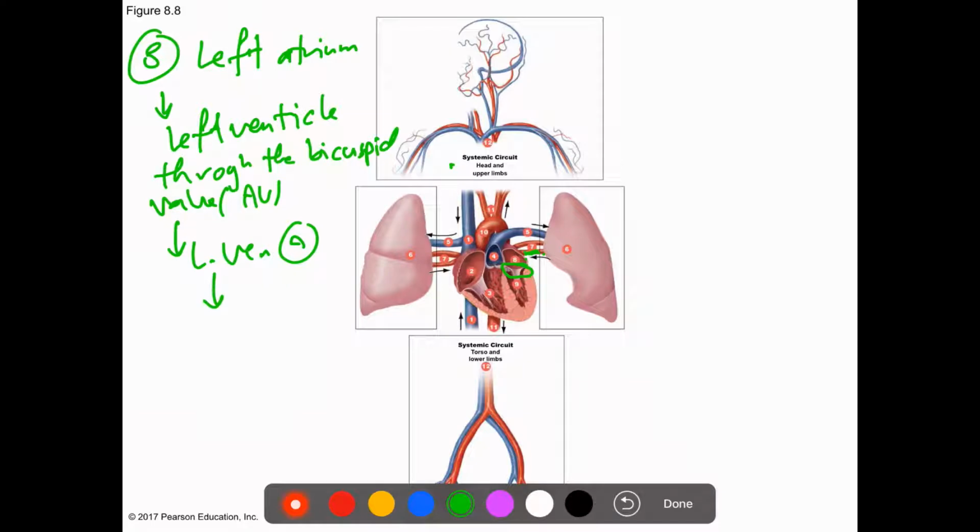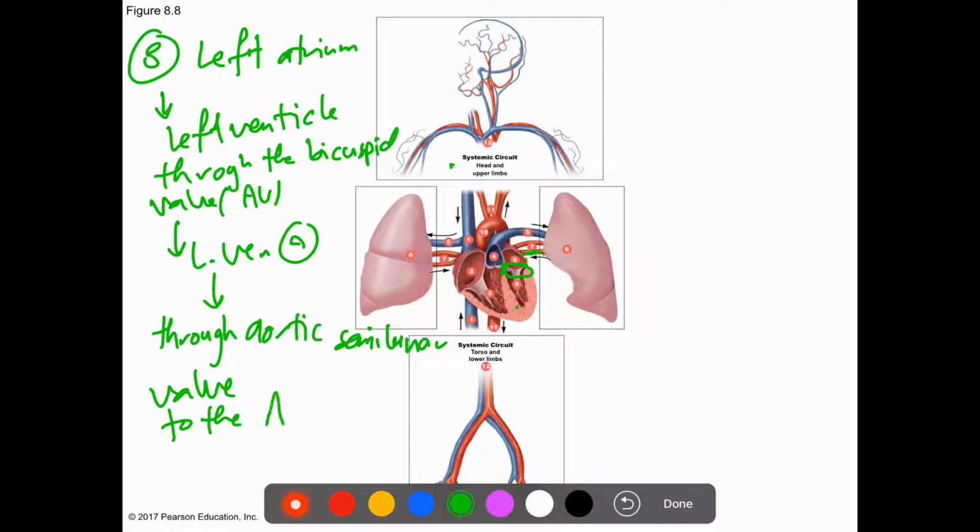And from the left ventricle it will go to the aorta through the aortic semilunar valve, which we cannot see here, but it's somewhere in this area. Okay, to the aorta, which is number 10.